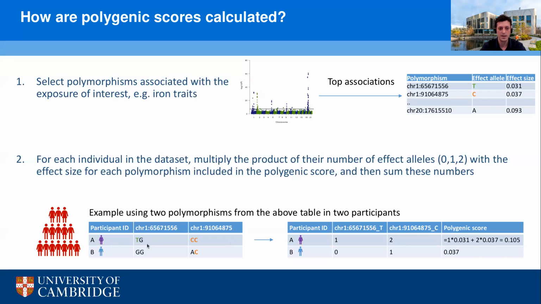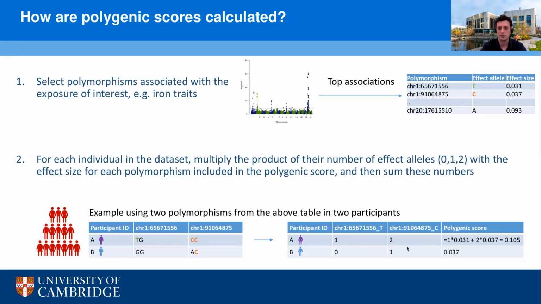For participant A, for the first polymorphism, we have 1 copy of the effector allele. You can see we have a 1 here, and the effector allele is thymine. In participant B, we have 2 copies of the allele which is not the effector allele, so we have 0 copies of the effector allele. For the second polymorphism, participant A has 2 copies of the effector allele, 2 cytosine. And participant B has 1 copy of the effector allele.